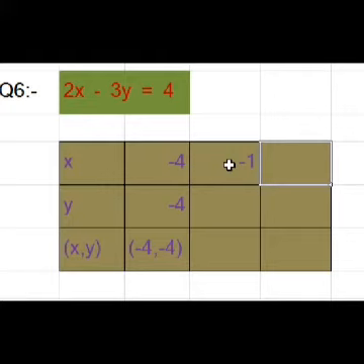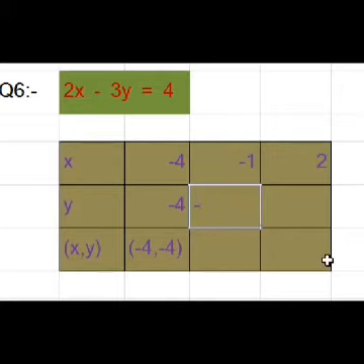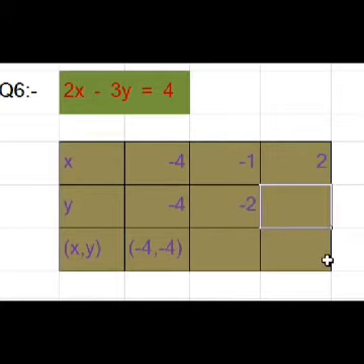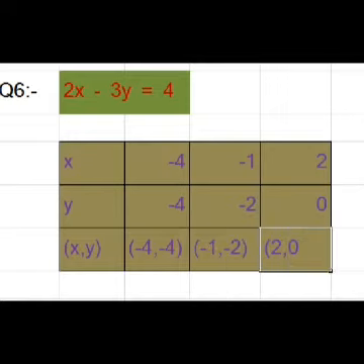Because one coefficient is negative, we increase both the values of x and y. Minus 4 plus 2 is equal to minus 2. Minus 2 plus 2 is equal to 0. Complete the table: minus 1, minus 2, 2, 0.